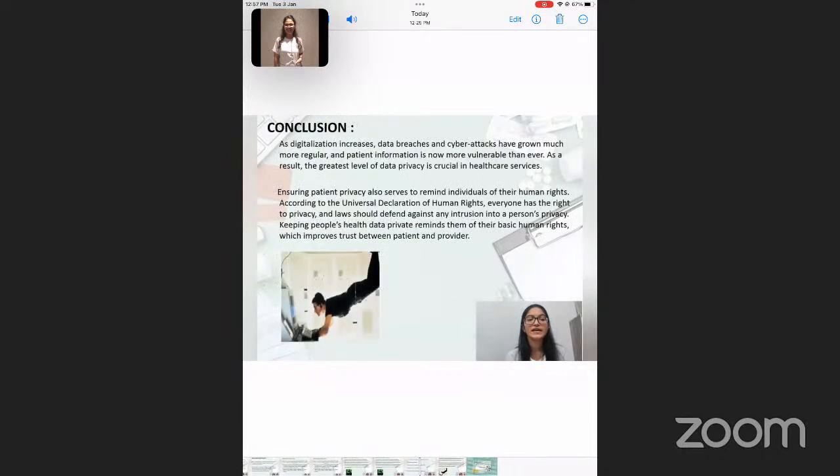Conclusion. As digitalization increases, data breaches and cyber attacks have grown much more regular, and patient information is now more vulnerable than ever. As a result, the greatest level of data privacy is crucial in healthcare services. Ensuring patients' privacy also serves to remind individuals of their human rights. According to the Universal Declaration of Human Rights, everyone has a right to privacy, and laws should be defined against any intrusion into a person's privacy. Keeping people's health data private reminds them of their basic human rights, which improves trust between patient and provider.